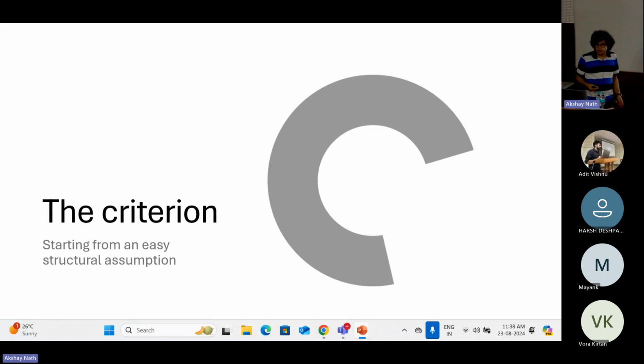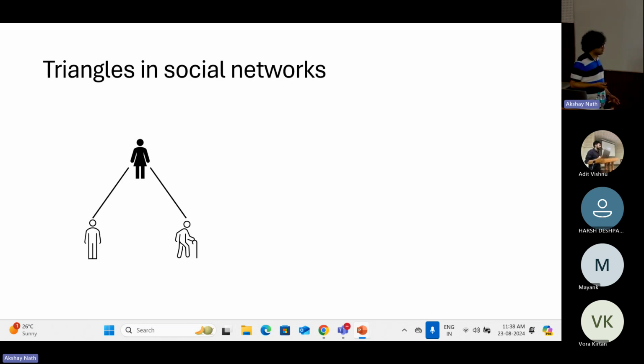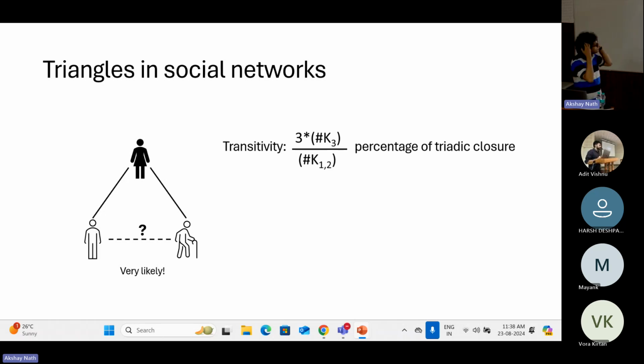Okay, so first I'll talk about what this criterion is. We'll start from an easy structural assumption, which I said: real-world graphs, social networks, have lots of triangles, and I'll translate that into a spectral criterion. So what does a triangle in a social network mean? You're on Facebook. I don't know if people still are on Facebook, but you have two friends on Facebook. Turns out your friends are very likely to be friends. Sorry, the clickers sometimes, yeah. So this is a well-known quantity called transitivity, which measures how many of these wedges are closed.